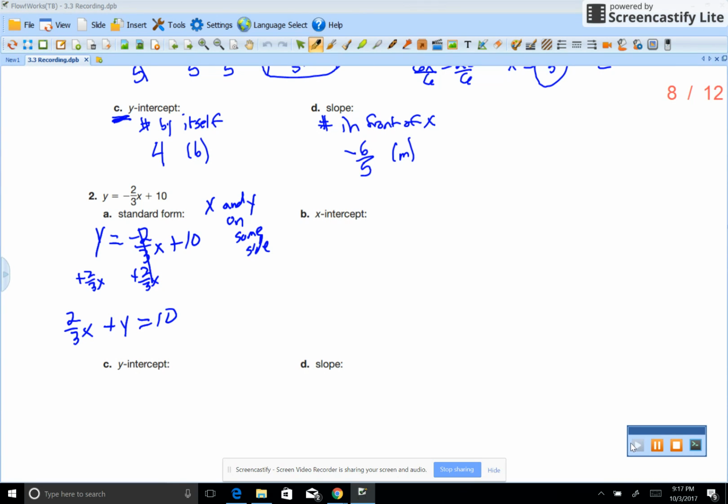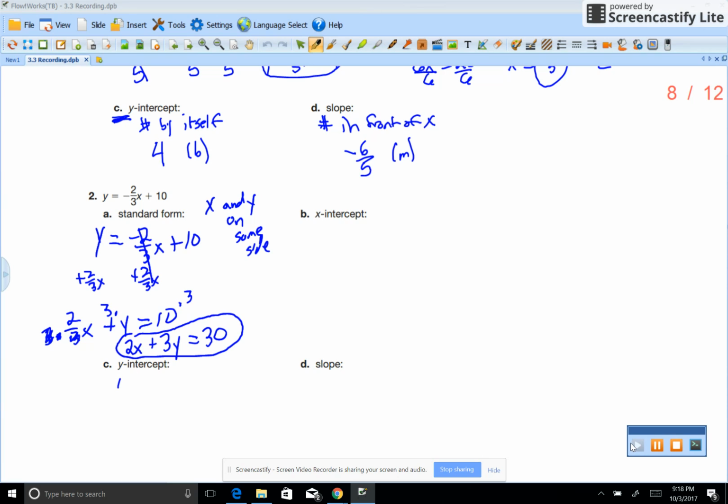Now the key thing here is we don't want any fractions in standard form. So we want to multiply by that bottom number, that denominator, and that's 3. Multiply everything by 3. That cancels out the 3's on the first term. So you're left with 2x, because the 3's go away, plus 3 times y is 3y equals 30. That becomes your standard form.